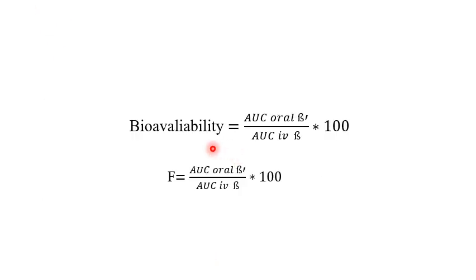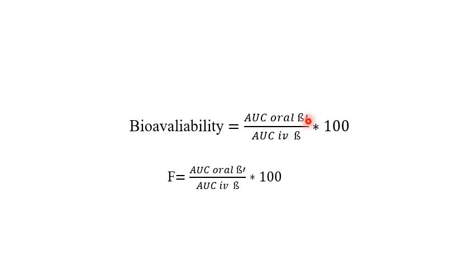As we have discussed in the previous slide, bioavailability is basically a comparison between the area under the curve of the oral or extravascular route of administration and the area under the curve of the intravenous route of administration. So here is the formula of bioavailability. We usually represent bioavailability by an F sign, which is written here, and this relation explains the comparison between the AUC of the oral route of administration and the AUC of the IV route of administration.